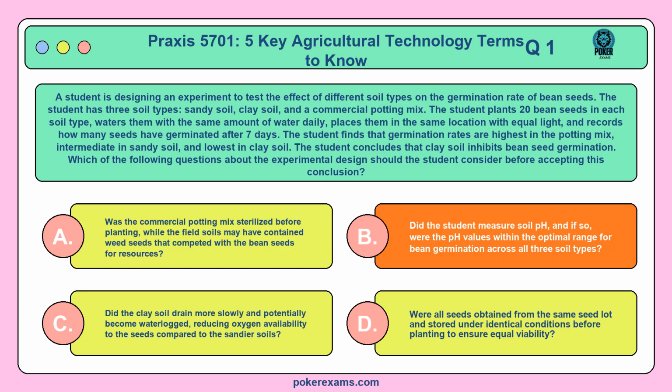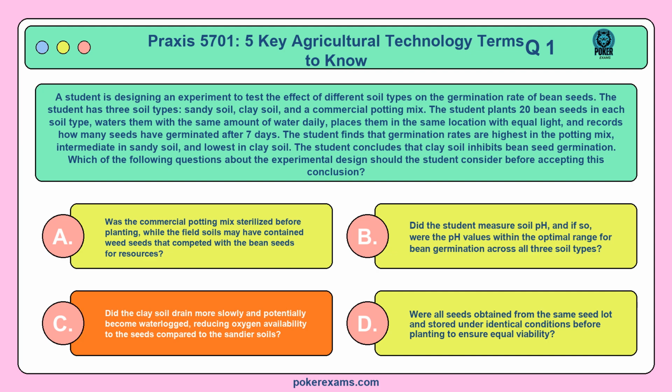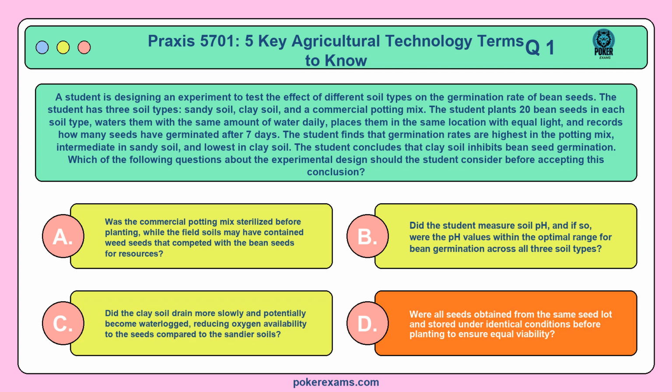Or B. Did the student measure soil pH? And if so, were the pH values within the optimal range for bean germination across all 3 soil types? C. Did the clay soil drain more slowly and potentially become waterlogged, reducing oxygen availability to the seeds compared to the sandier soils? Or D. Were all seeds obtained from the same seed lot and stored under identical conditions before planting to ensure equal viability?